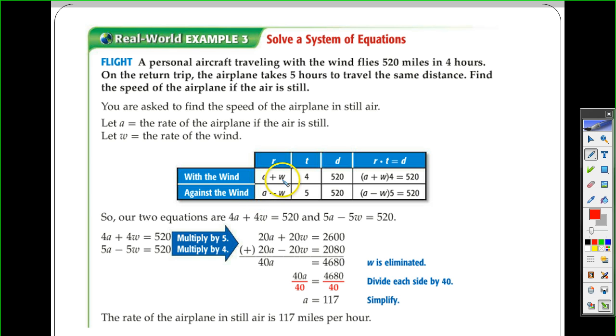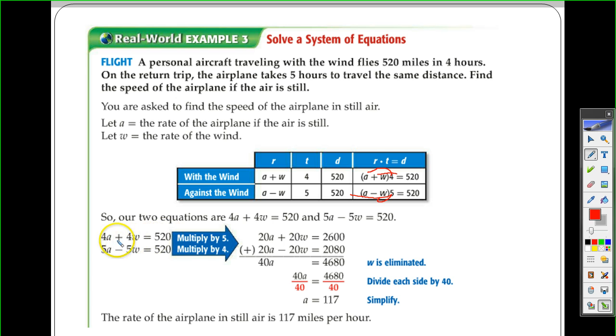Okay, so you have A plus W, A minus W. And you have time 4 hours, and then you have return trip 5 hours. And the distance is the same. So you have A plus W times 4 equals 520. And you have A minus W times 5 equals 520. So those are our two equations. And when you use distributive property, you have 4A plus 4W equals 520. And you have 5A minus 5W equals 520.